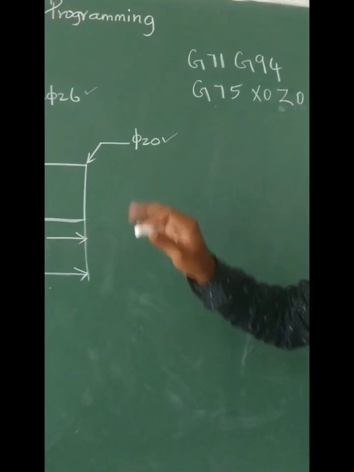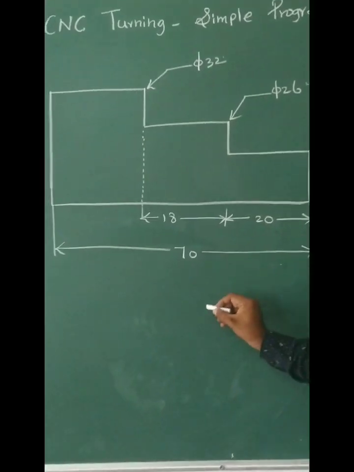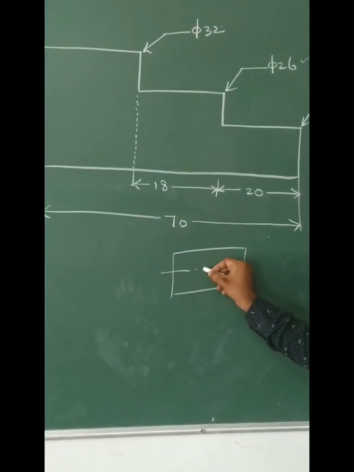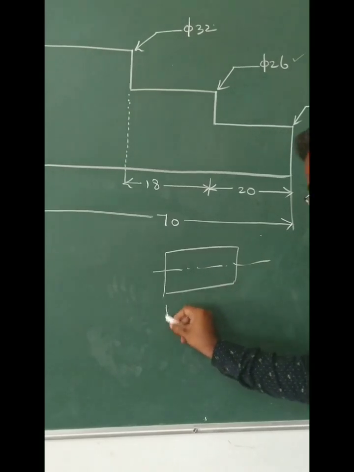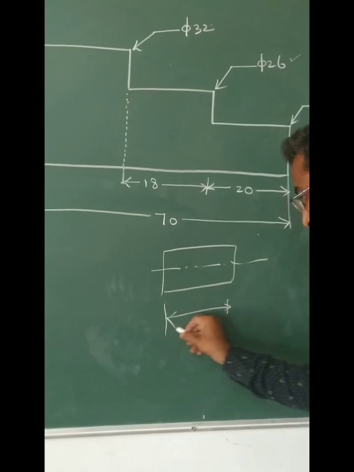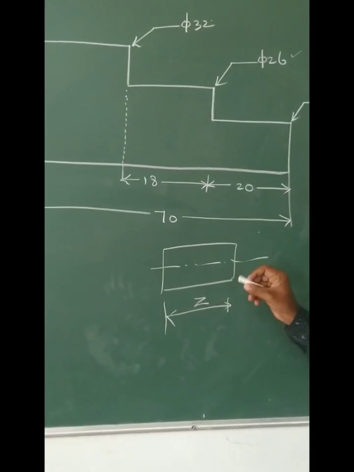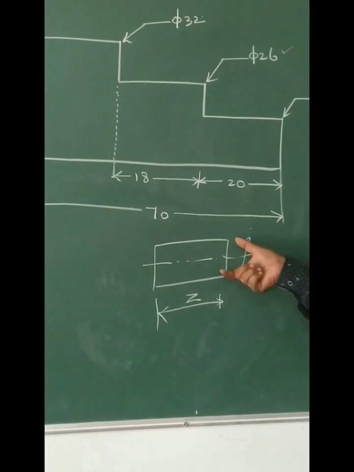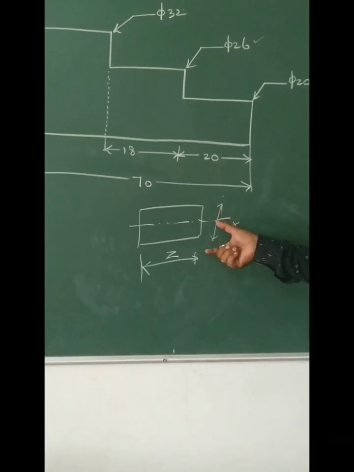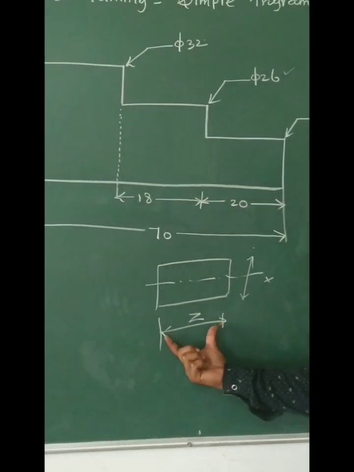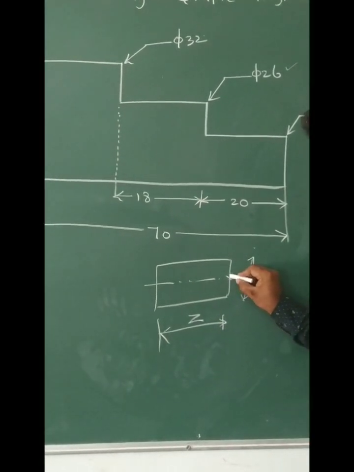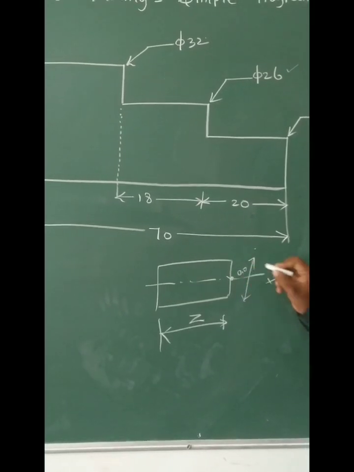Here there will be two axes. For example, this is a workpiece, and this is an axis. This axis is called Z, and this is called X. Diameter is indicated in terms of the X value and the length of the workpiece is indicated in terms of the Z value. I am going to take this as the reference point 0, 0.